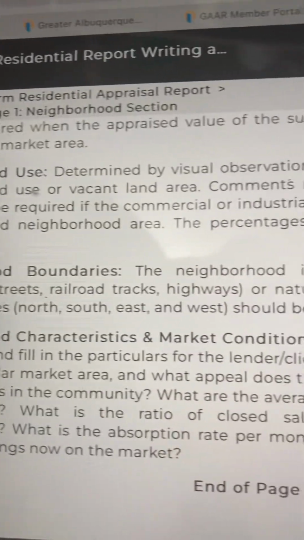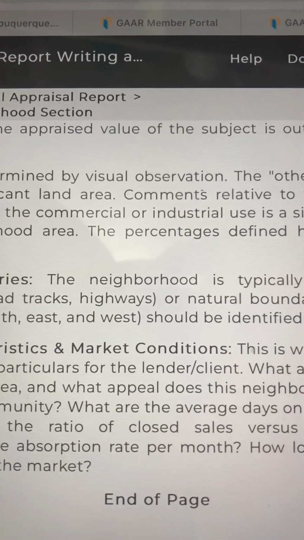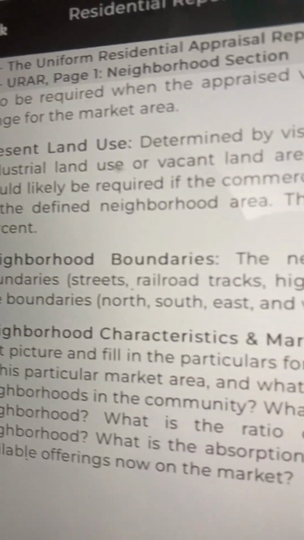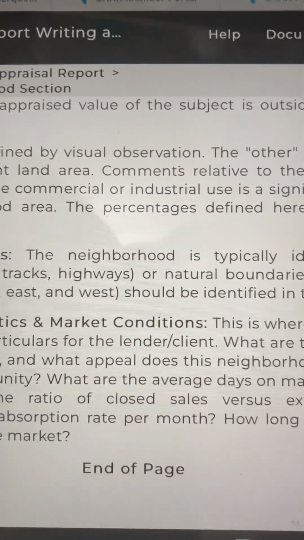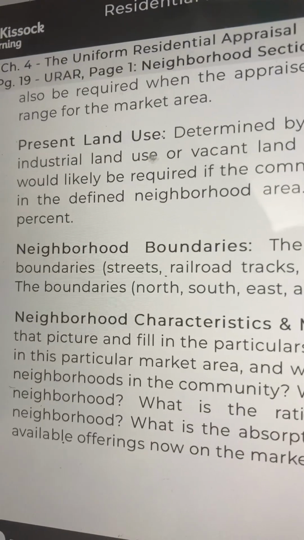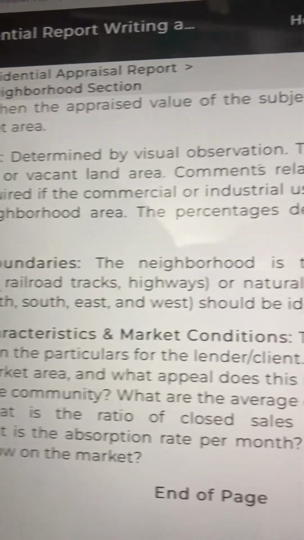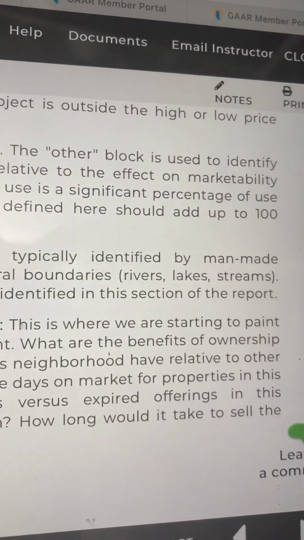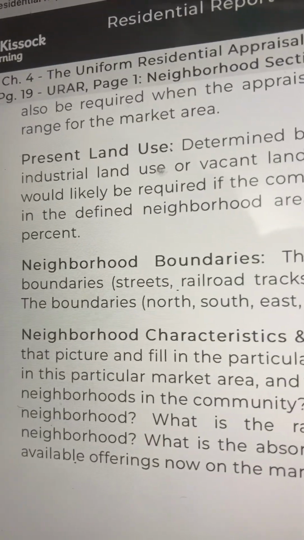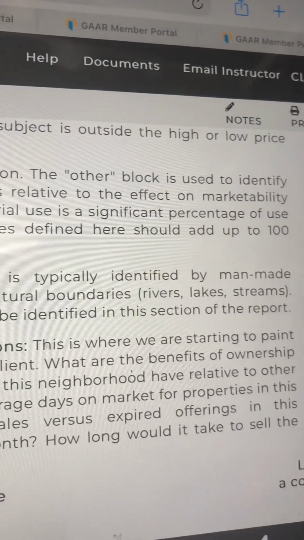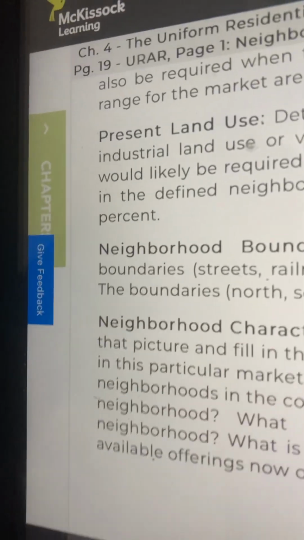Present land use. Determined by visual observation. The other block is used to identify industrial land use or vacant land area. Comments relative to the effect on marketability would likely be required if the commercial or industrial use is a significant percentage of use in the defined neighborhood area. The percentages defined here should add up to 100%.